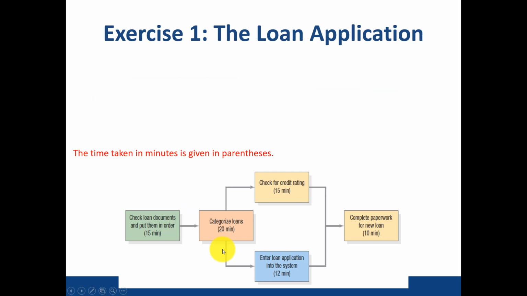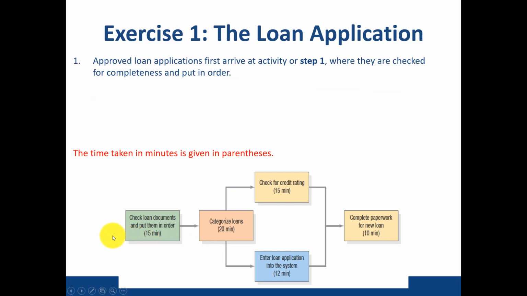So here is an explanation of the whole process. So number 1, first, approved loans applications first arrive at activity or step 1, where they are checked for completeness and put in order. So that's this box. Where's the cursor? Here. That's this box.